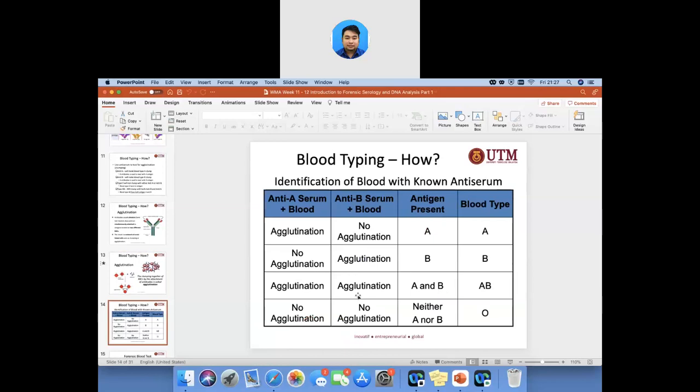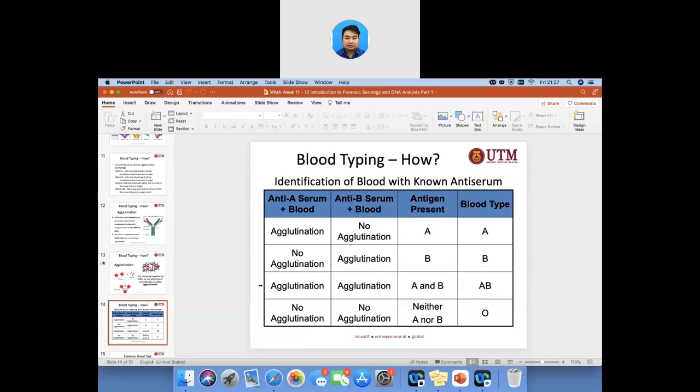So this is what I said. Imagine you put anti-serum in one spot, anti-A in one spot, anti-B in one spot, and then you put your blood. For anti-A, you see agglutination. Anti-B, no agglutination. Straight away, antigen present is A and blood type is A. No agglutination for A but agglutination for B, straight away B. Agglutination in both, both antigens present, therefore blood type AB. No agglutination, there are no antigens present, neither A nor B, then it is type O.